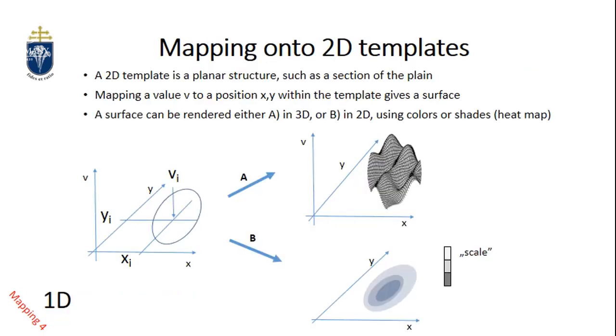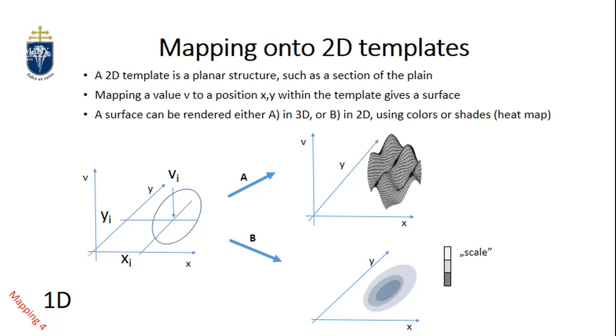Now we turn to mapping in 2 dimensions. A 2-dimensional template is a part of the XY plane. Plotting a value onto this plane can be imagined in 2 ways. Either we plot a variable as a 3rd dimension, in this case we will get a 3-dimensional object, a surface.